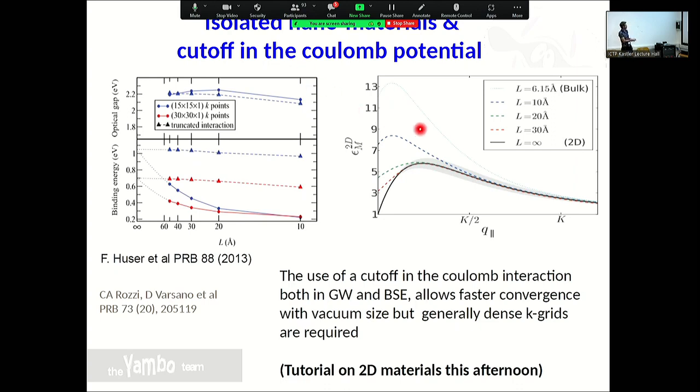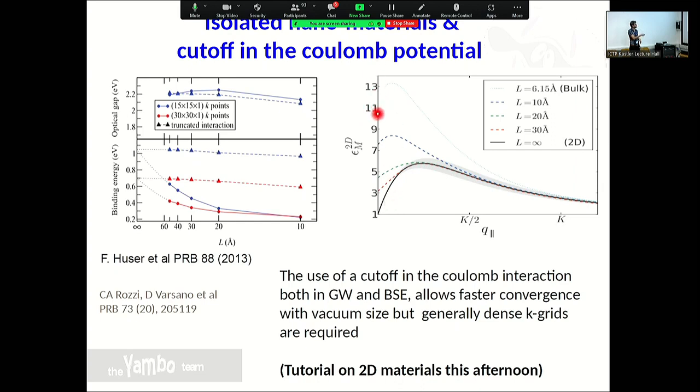So in a 2D material, you have the macroscopic dielectric function, which has to go to 1, the exact 1. But to get that, in principle, you would need an infinite box. And then you cannot put an infinite box in your simulation, so you do use a smaller box, and this is what happens to your dielectric function. So here we have the limit of isolated. Here we have the limit of the bulk.